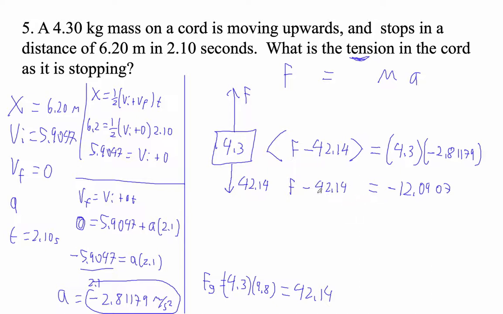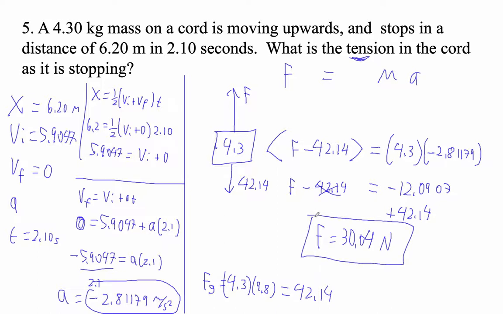The next step is we add the 42.14 to both sides. Adding it to this side just makes that go away. So I'm going to go plus, and I get 30.04 for the force. Let me look at the answer here and make sure I got the right answer for you guys. How sad would it be if I post something with the wrong answer? Number 5 should be 30.0. Yeah, okay, so I just added one more decimal to it. So 30.0 newtons.